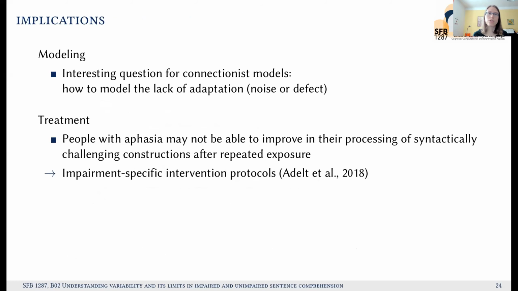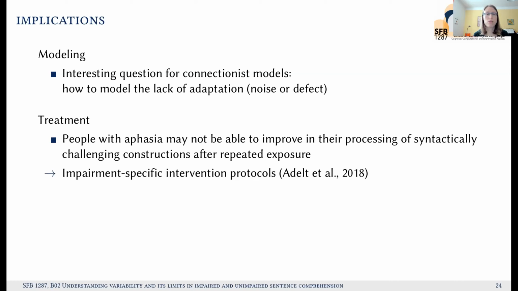And I would like to end this talk with some implications for modeling and treatment. With respect to connectionist models, there arises an interesting question, which is how one could model the lack of adaptation. Can it be that you can model the lack of adaptation in people with aphasia just by increasing the noise in the model? Or would one have to assume a certain defect?